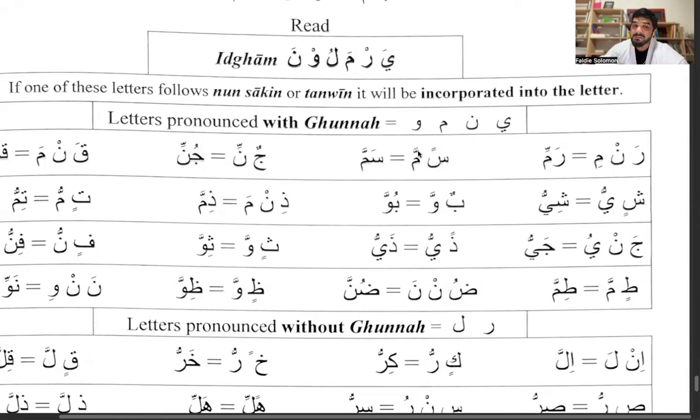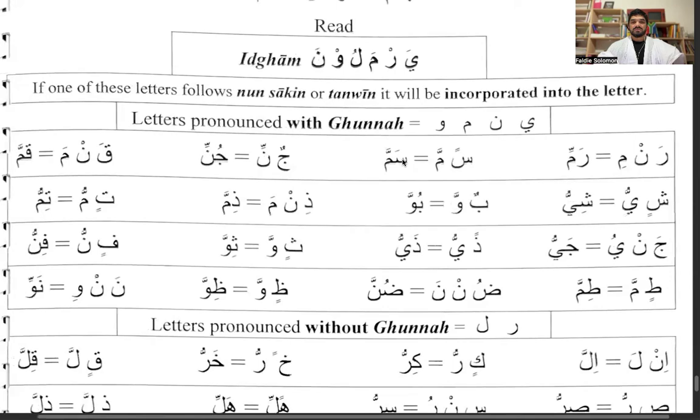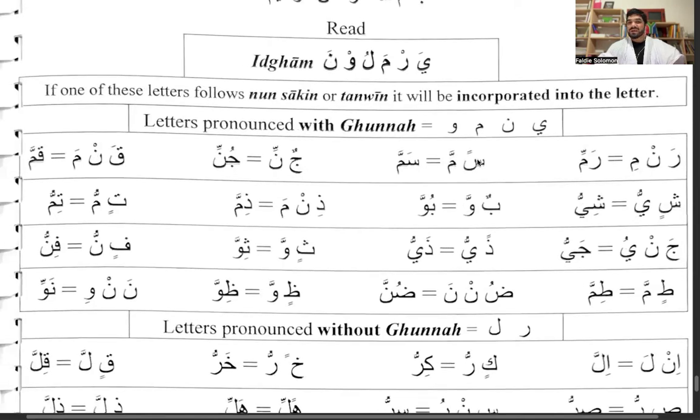Here we have sanma. We're not going to say san, so the n sound falls away. The n of the noon sakin and the n of the tanween falls away. That's what the idgham rule is about. So we're not going to say sanma, we're going to say samma. Don't hold it too long, okay? You have junni, so we're going to say junni.